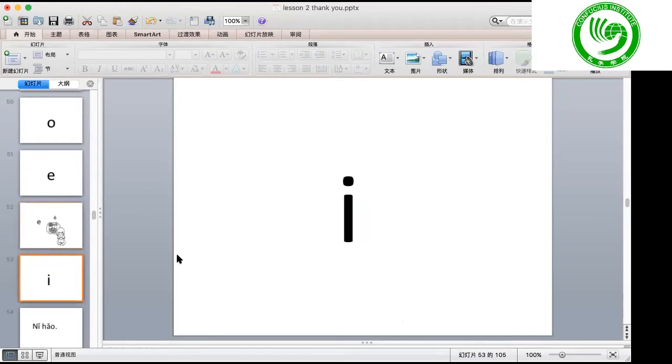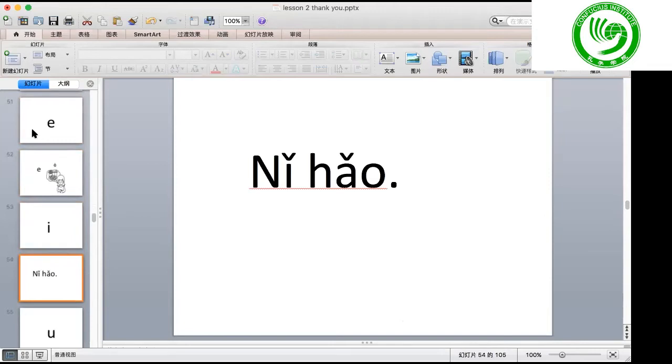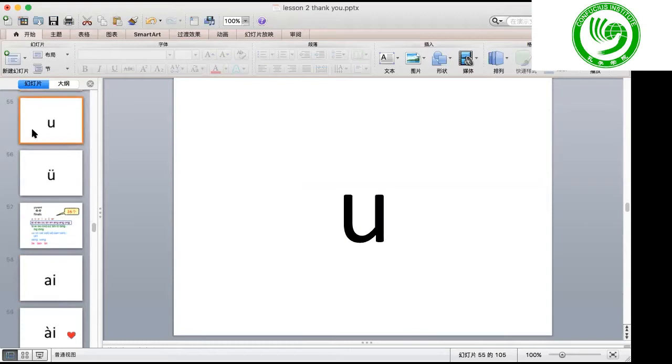And next one. How to read it? 一, 很好. So this is 啊, 哦, 呃, 一. We have learned one sentence, one word with the final. It is 你好. 你好. Next one. How to read it?